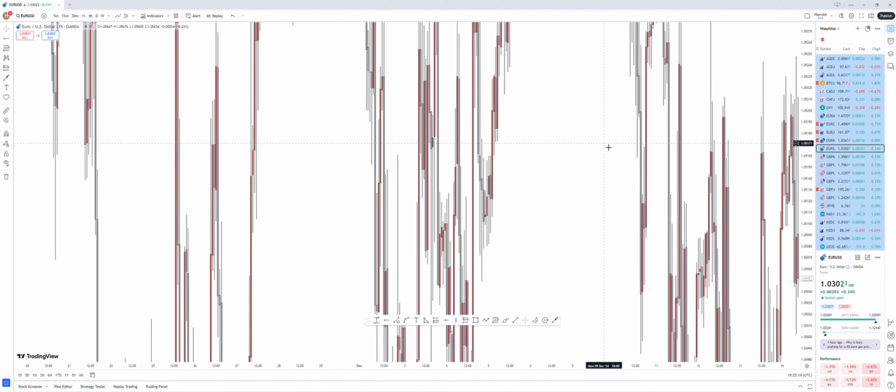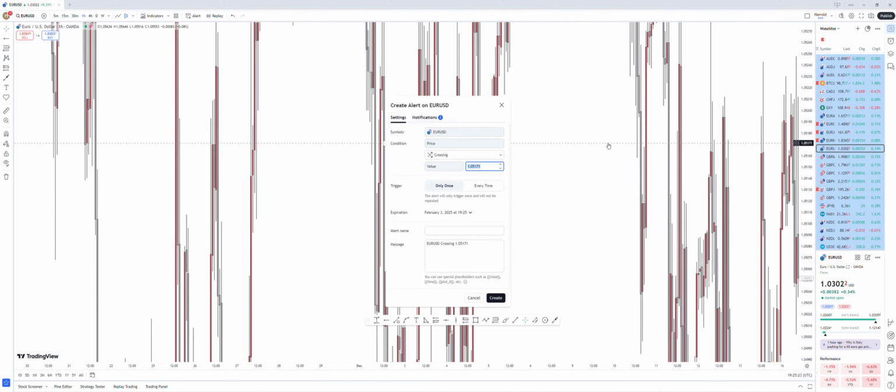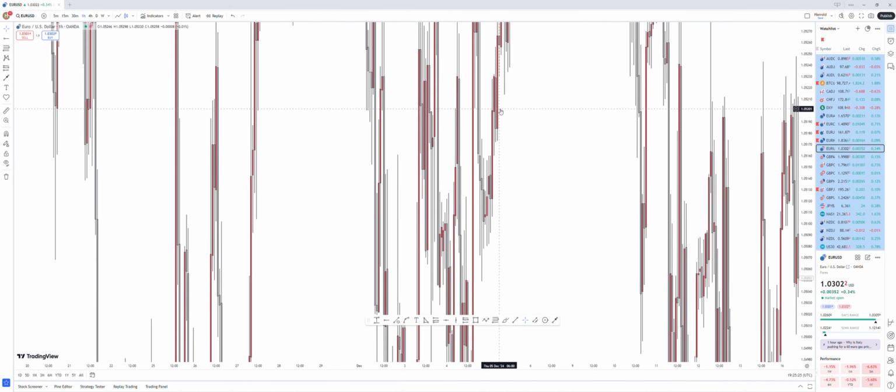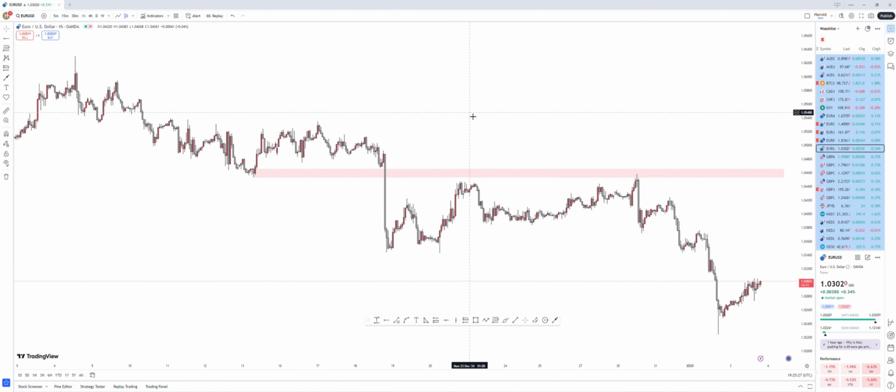EURUSD. Let me reset the charts. Okay, very good. I marked out this particular break and retest over here, and I even forgot to take the trade. Guys, you can see that.